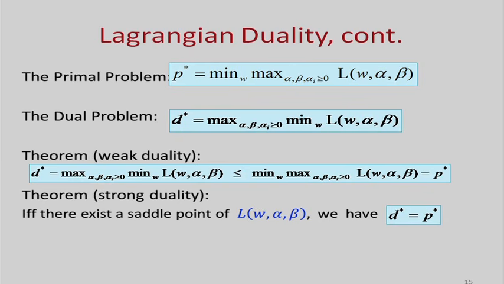So, D star is always less than or equal to P star. Now, if there exists a saddle point of this Lagrangian where they are equal, that is called the saddle point, and that is the optimum value of both. So, the optimum value of the primal formulation and the optimum value of the dual formulation will be identical when there is a saddle point.